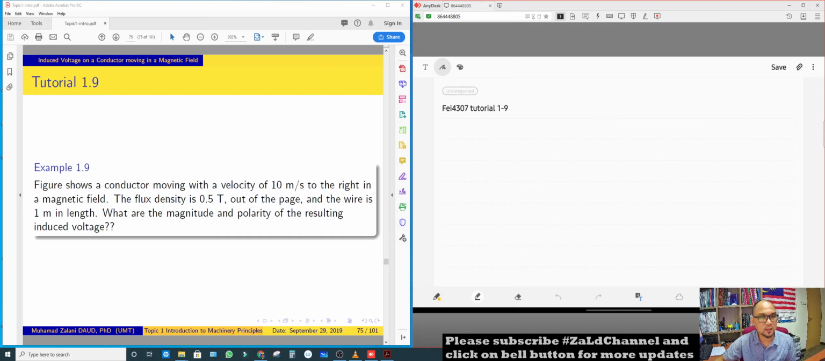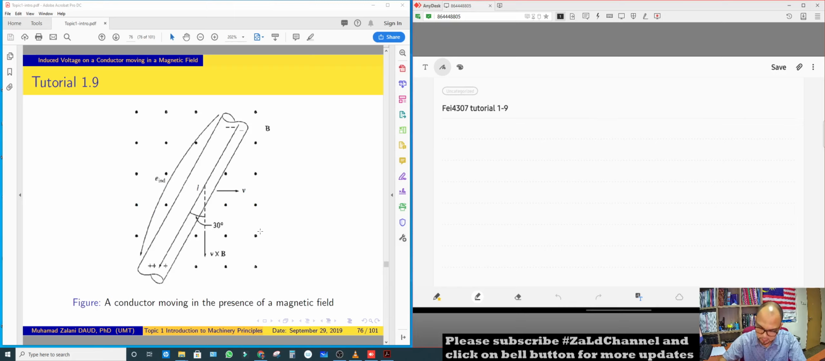The figure shows a conductor moving with a velocity of 10 meters per second to the right in the magnetic field. The flux density is given as 0.5 Tesla out of the page, and the wire is 1 meter length. What are the magnitude and polarity of the resulting induced voltage? So in this case, we have a wire here, like that. So this wire is moving in the magnetic field B.